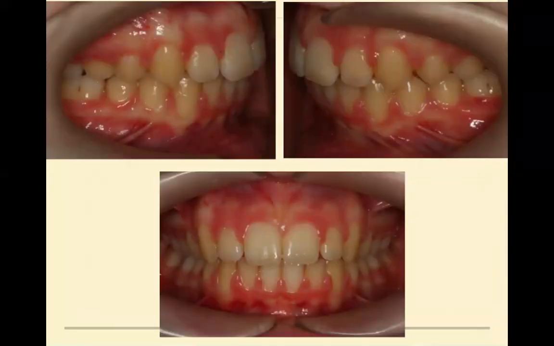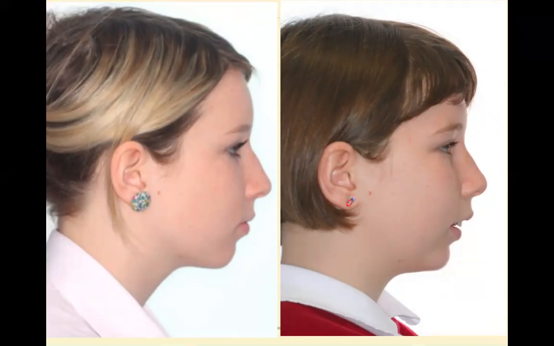As you can see, she was treated with non-extraction in the upper and lower arch, so she finished in class 1 canine and class 1 molars. This is how we finished her treatment. A slight improvement of the profile, but we definitely did not correct the class 2 skeletal. We just improved it.